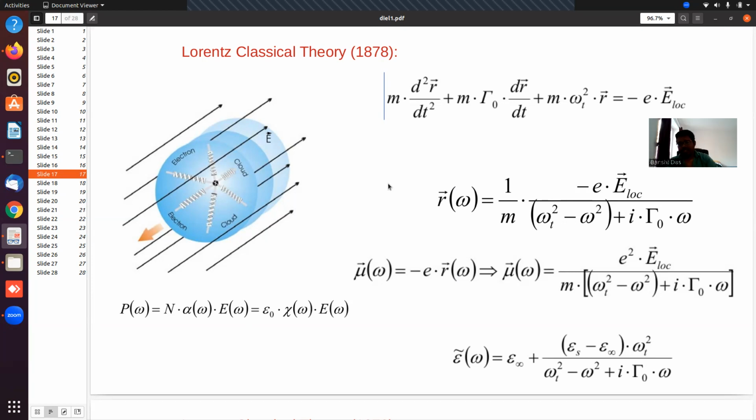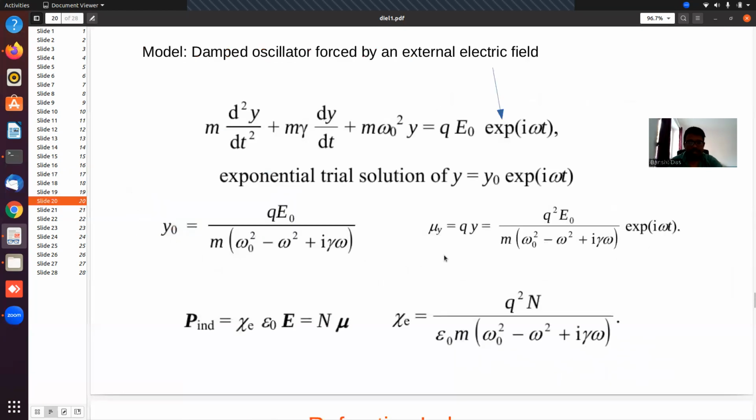Yes, it is a friction. Friction comes with a complex quantity, so basically we will solve this differential equation, and this complex quantity will naturally come here.